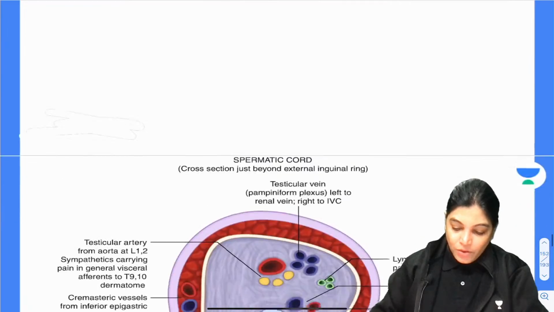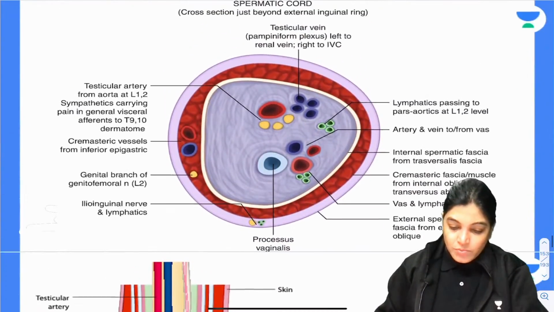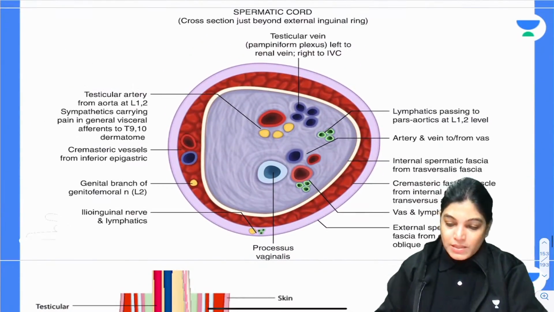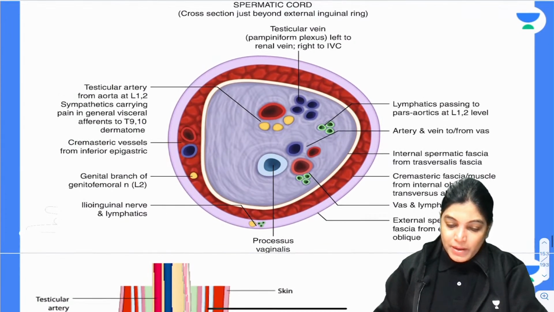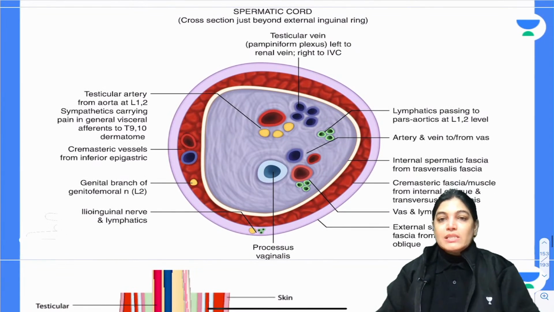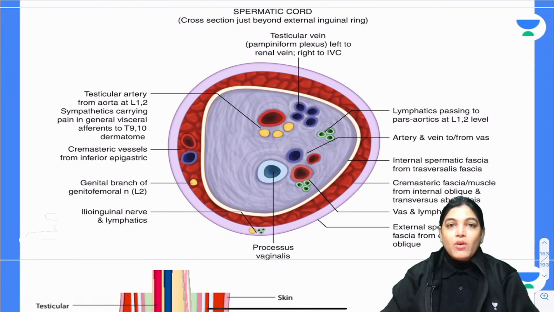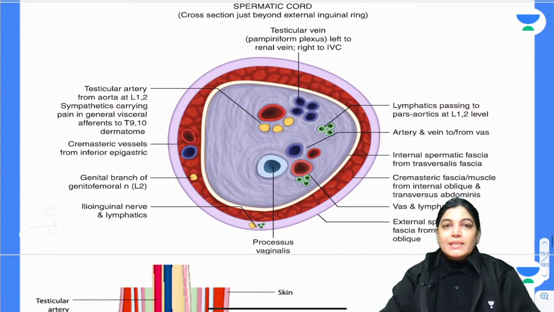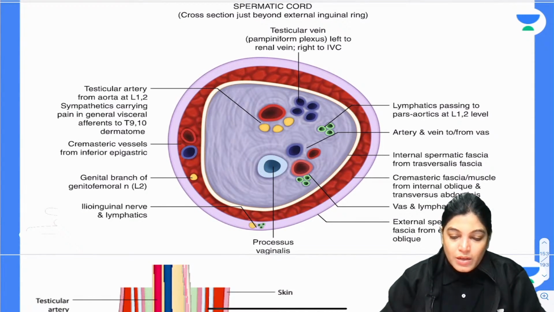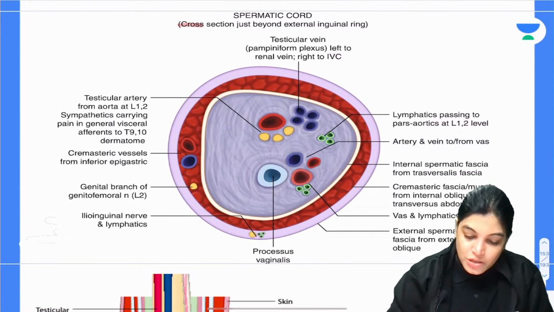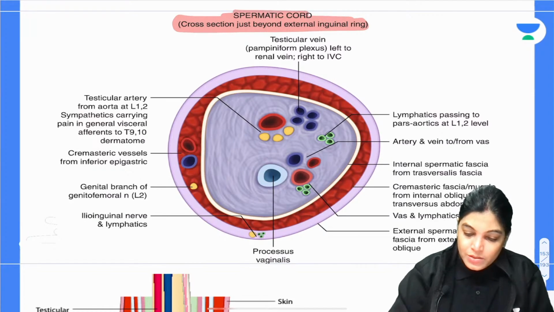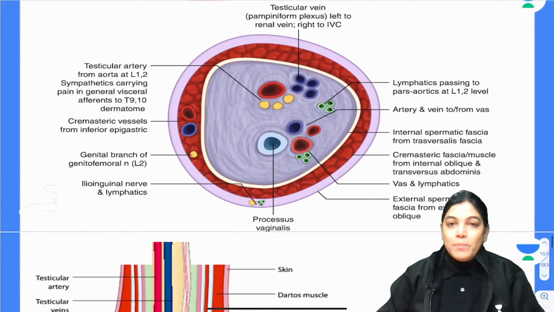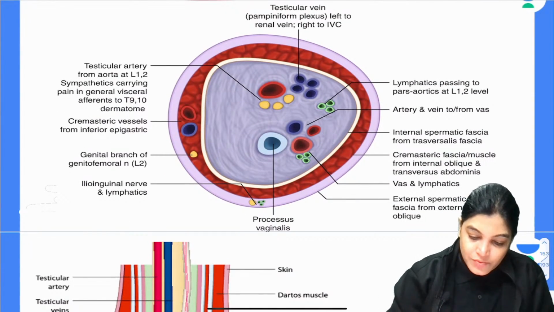So before moving on to the Dartos muscle, I just want to show you this image. And why I want to show this image, because this is a transverse section of spermatic cord, and this is showing the structures lying inside the spermatic cord. So this is the transverse section of spermatic cord, which is showing you the structure inside it. So yes, let's slightly move up and see the structures which are the components.